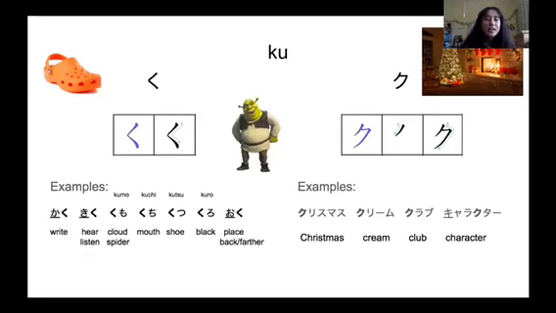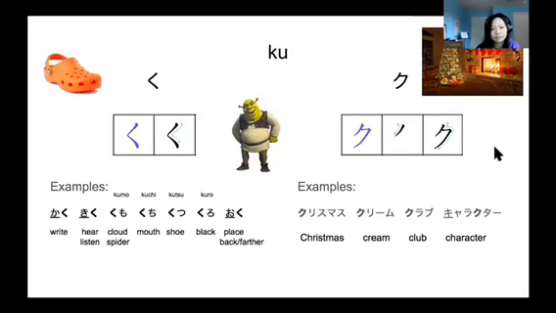Next we have ku, and this is just 1 stroke, so it is pretty simple to write. Some examples are write, which is kaku. And then there's hear or listen, kiku. There's also cloud. It can also mean a spider.